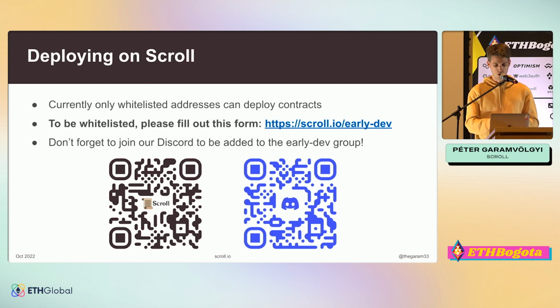So you can either open scroll.io/earlydev, or you can scan the QR code. It's the same thing. You fill it, and after a few hours, we will put you on the whitelist, and then you can start building. We also want to encourage you to join our Discord, and then you can also ask technical questions there, give us some feedback, all that stuff.